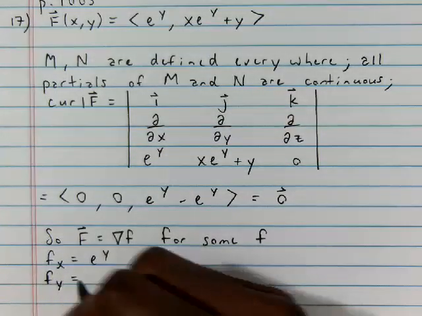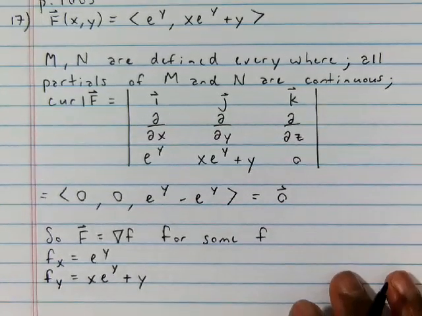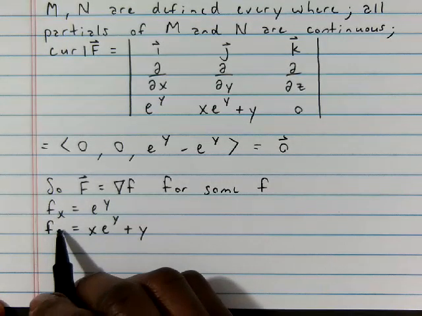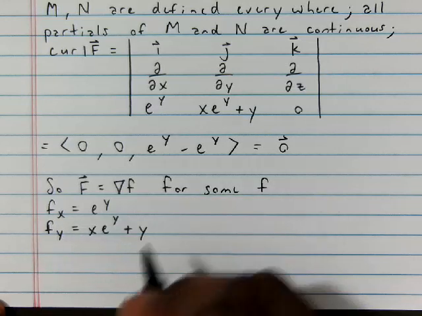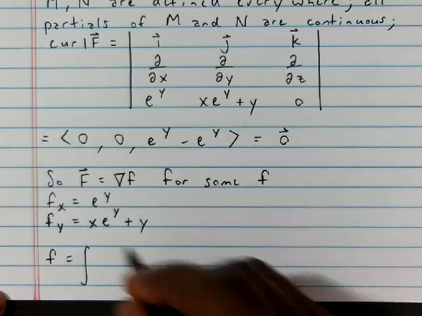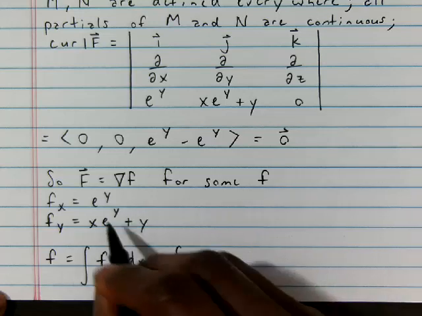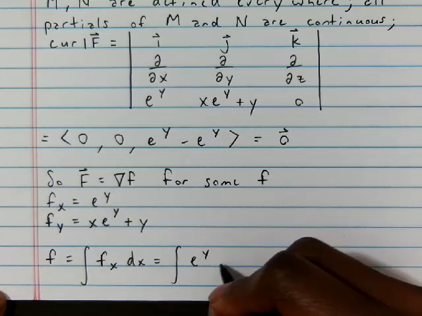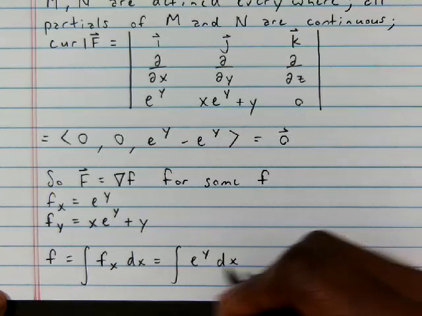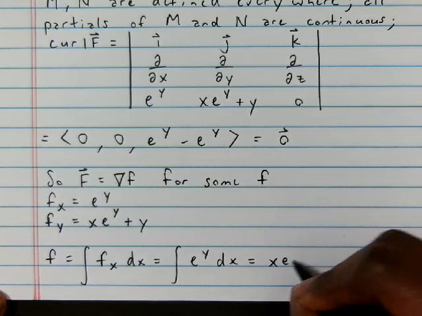f sub y has to be equal to x times e to the y plus y. And again, you pick whichever one of these two you want and you integrate with respect to that variable. So I'm going to pick this first one, and I have f equals the integral of f sub x with respect to x. That's the integral of e to the y, but I'm integrating that with respect to x. The integral of e to the y with respect to x, that's just a constant as far as we're concerned. So this equals x times e to the y.